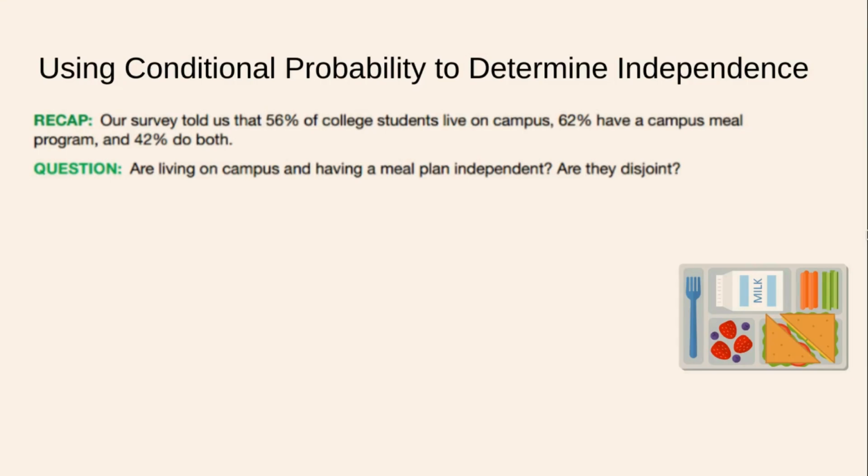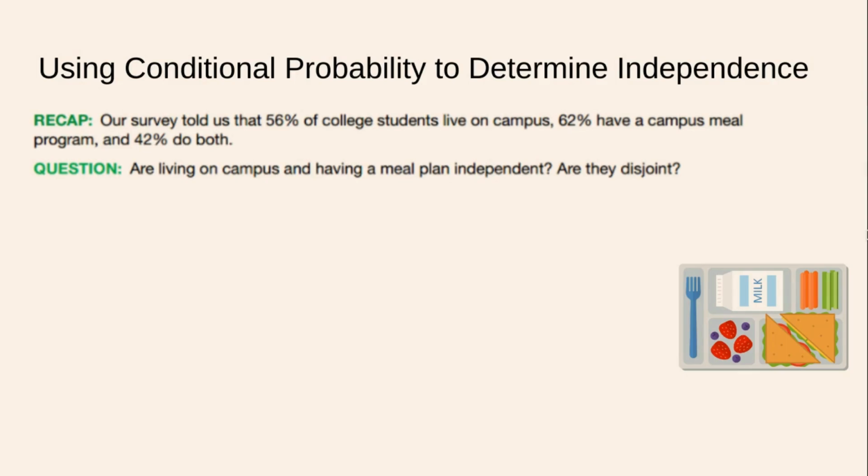So we're going to end our lesson today with an interesting question from our book with familiar data, of course. Our survey told us that 56% of college students live on campus, 62% have a campus meal program, and 42% do both. And the question is, are living on campus and having a meal plan independent? And, blast to the past, are they disjoint?